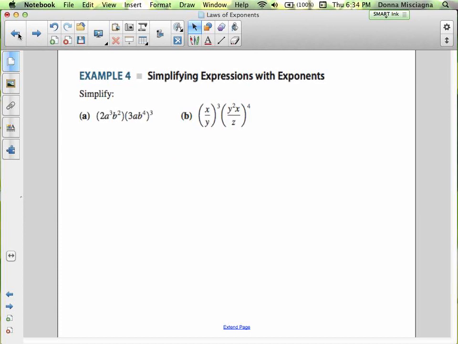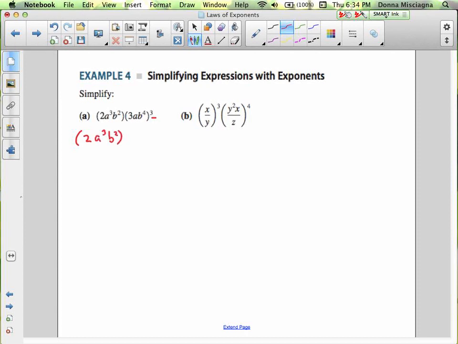All right, so we're simplifying expressions with exponents. Remember order of operations: don't multiply the 2 and the 3 together before you've dealt with that exponent out there. Let's cube everything first, and then we can start multiplying like bases raised to a power. So 2a cubed b squared times 3ab to the 4th power all cubed.